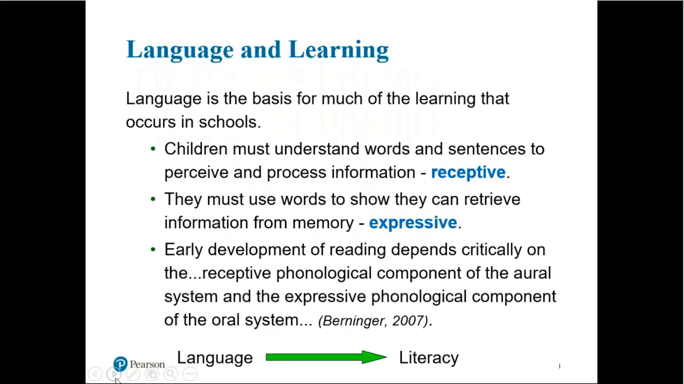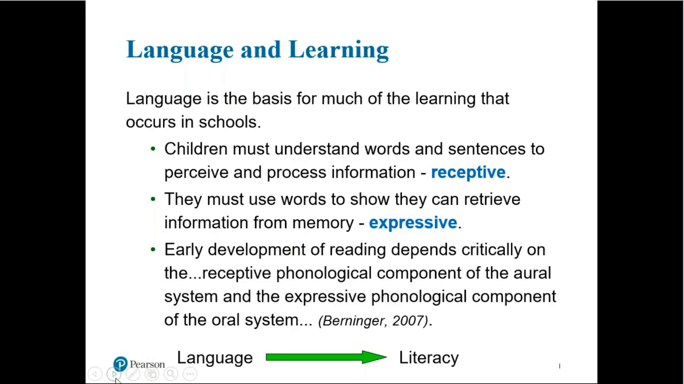And of course then there's language, as we just touched on. So language is the basis for much of the learning that does occur within schools. And we know that children have to understand words and sentences in order to perceive and process the information that's being taught. So this is their receptive language. They obviously must be able to use words to show that they can retrieve information from memory. So looking at their expressive language.